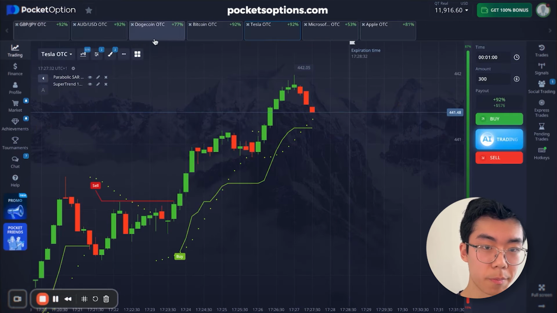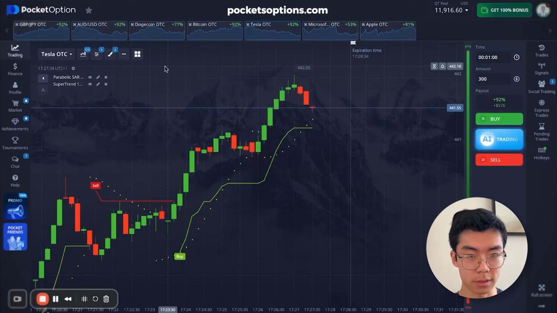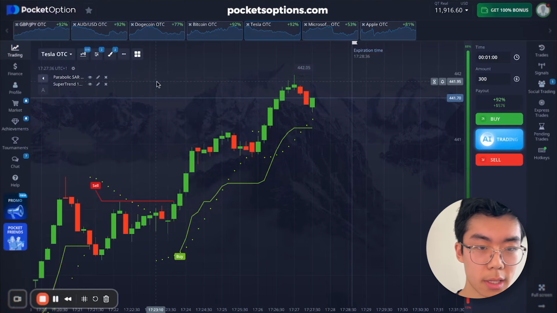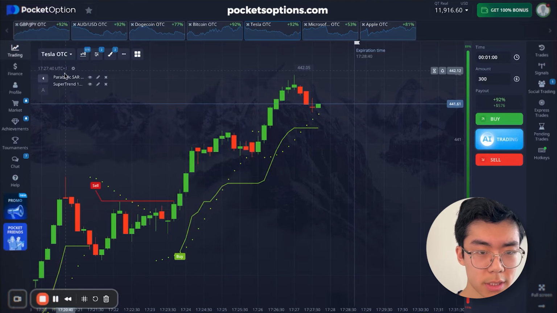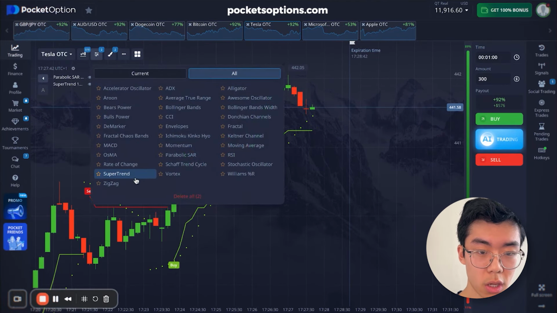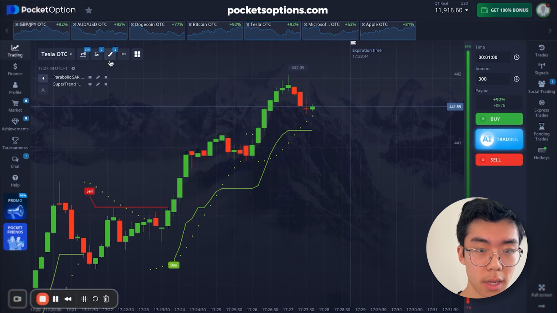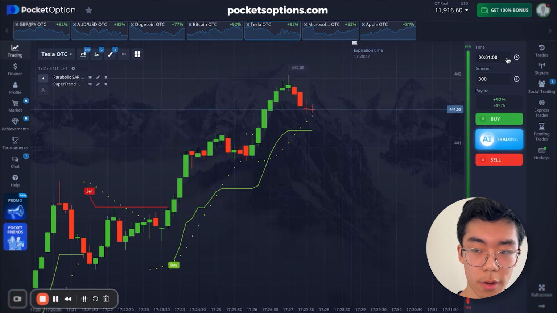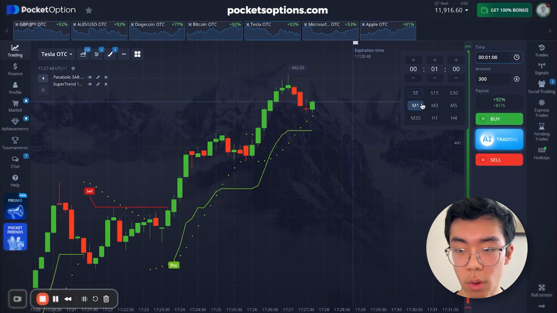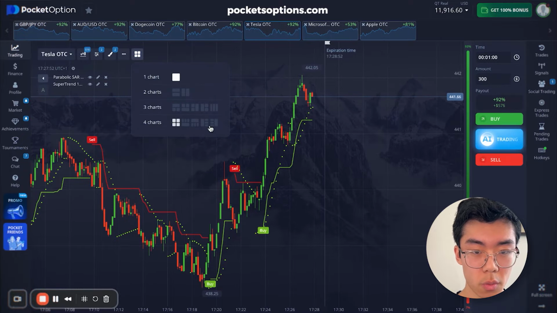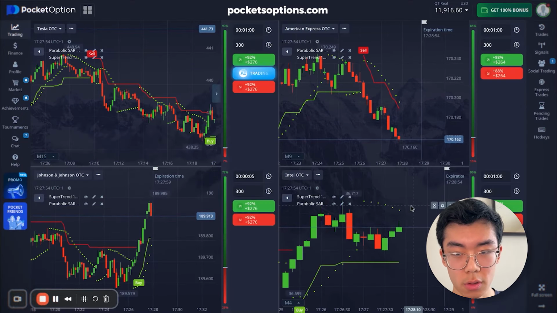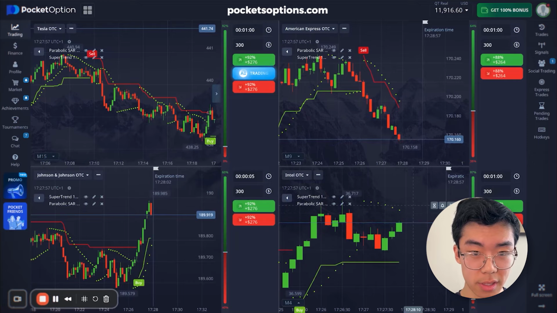So now to set this up, you'll have this as the base setup. Basically, you want to do 10-second candlesticks, set up the two indicators like I discussed right here, and then all you want to do is just choose the 1 minute time frame, and then go over here, the 4 charts. Very simple, very easy.